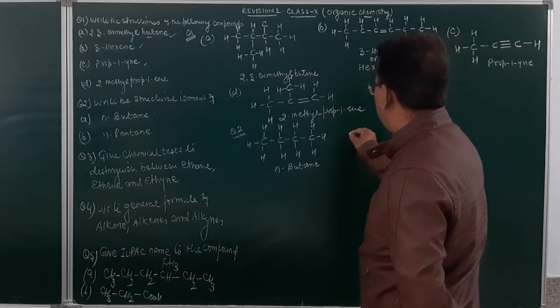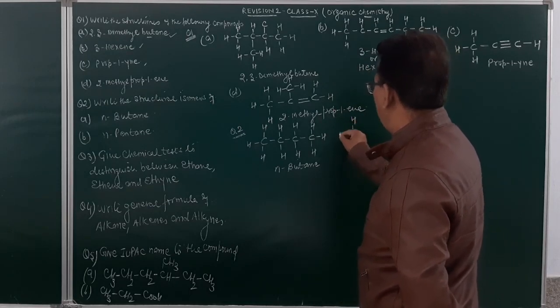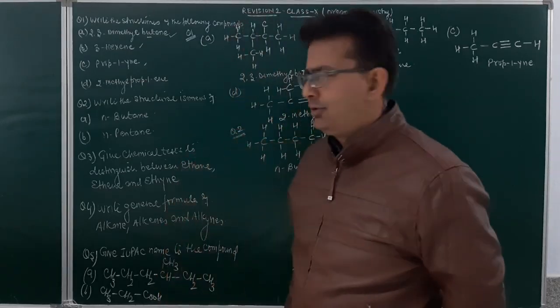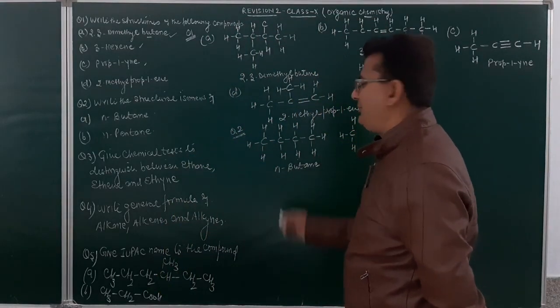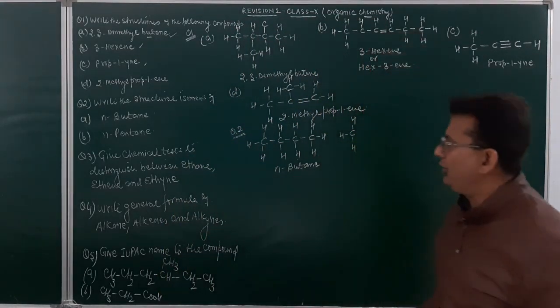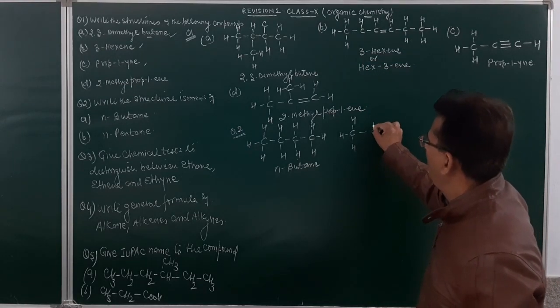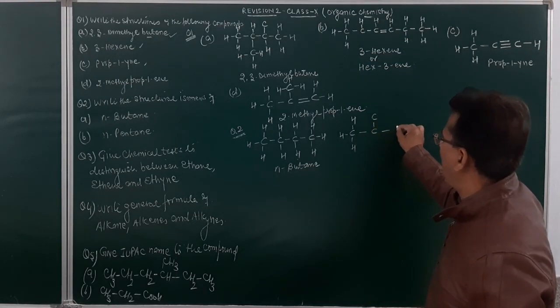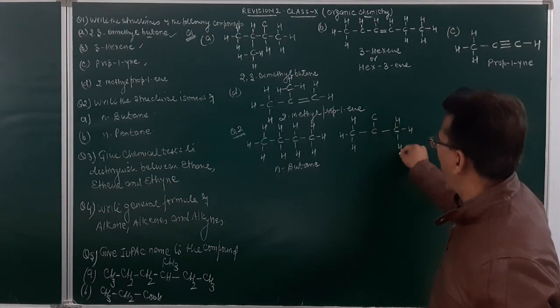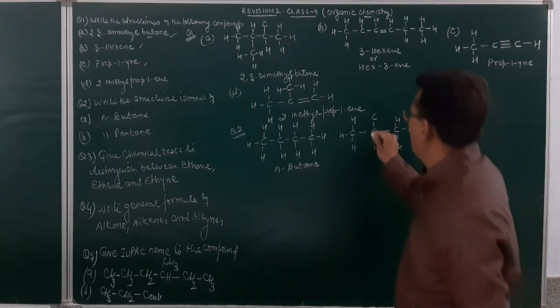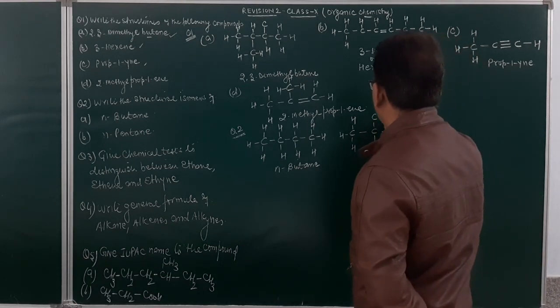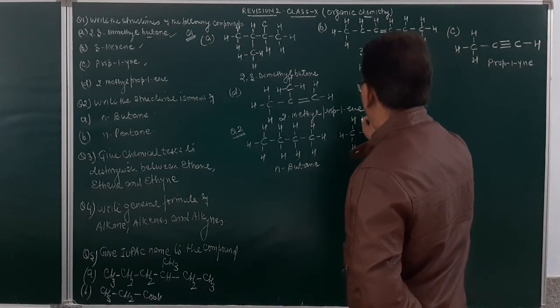So structure will be written as C, H, H and H. So this is normal butane. In isobutane on second carbon atom 1 methyl group will be present. So this will be C. Here we will put C and then again C and will satisfy all the valencies of a carbon atom. This will be H and then over here will be H. This will be H and this will be H.